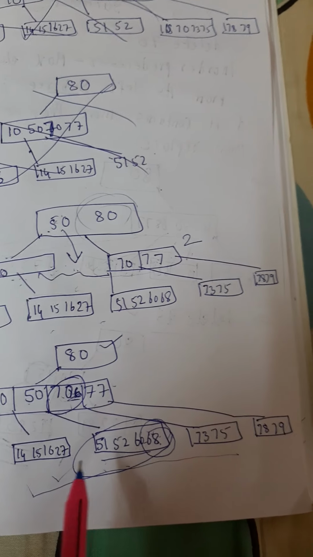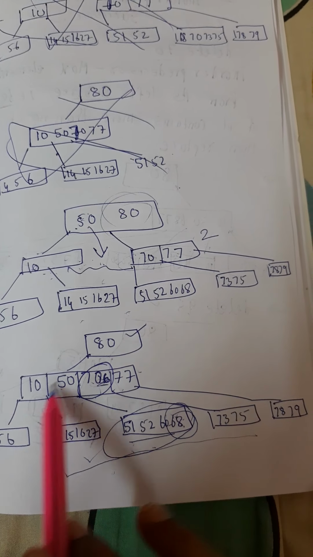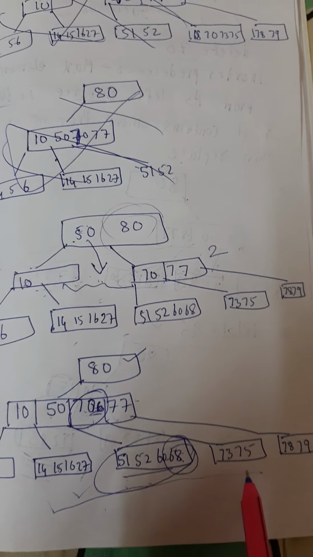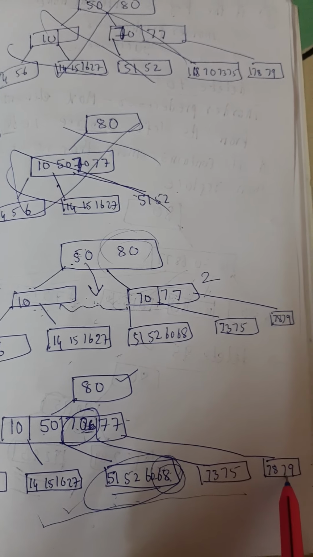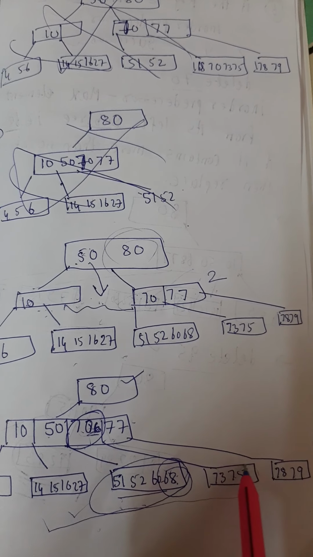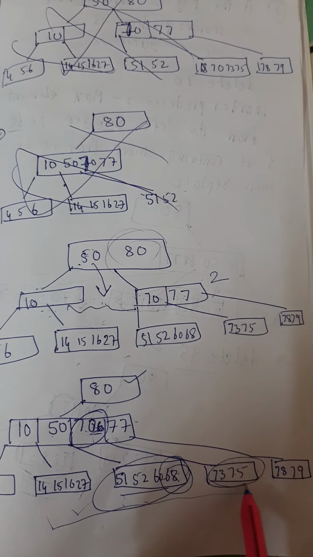So if you want to delete 77, this is the tree I am considering now. 77 has a left subtree and 77 also has a right subtree. What is the left subtree of 77? 73 and 75 is the left subtree.